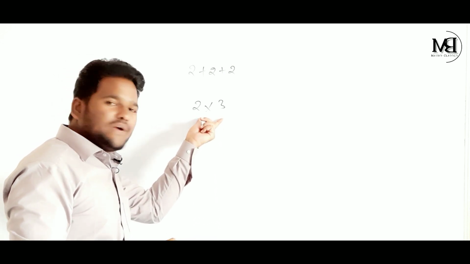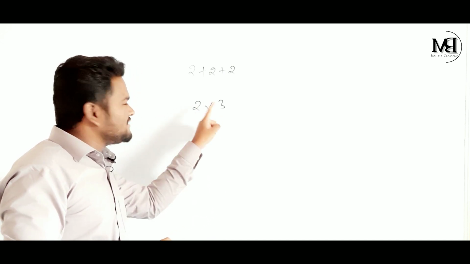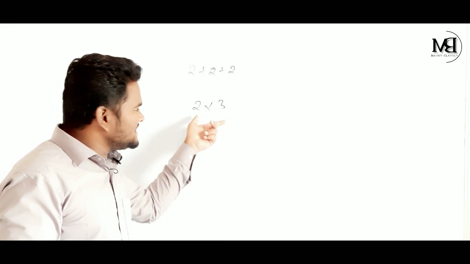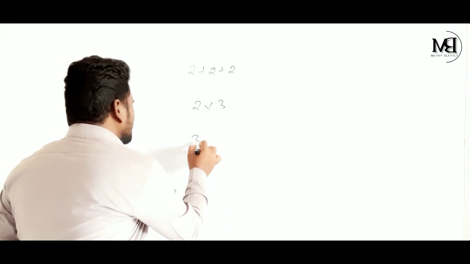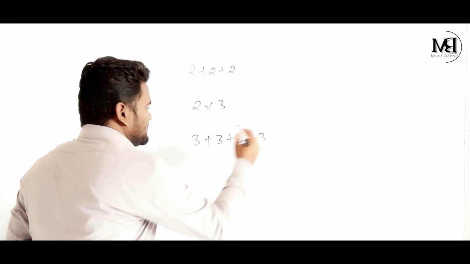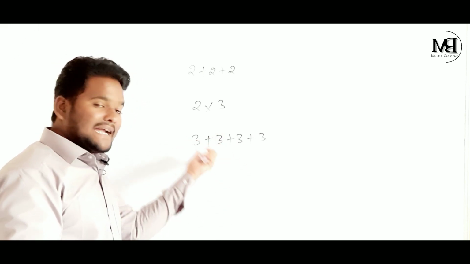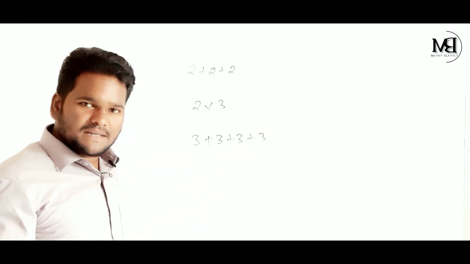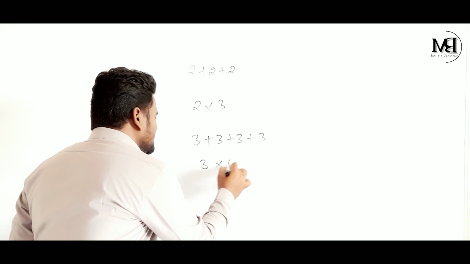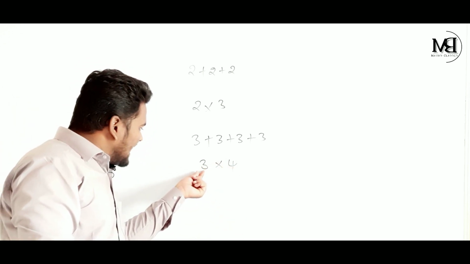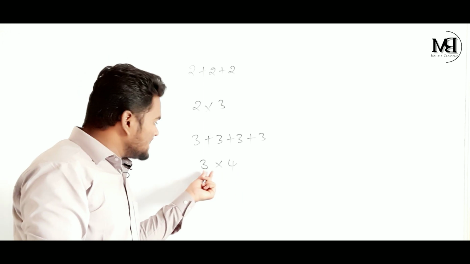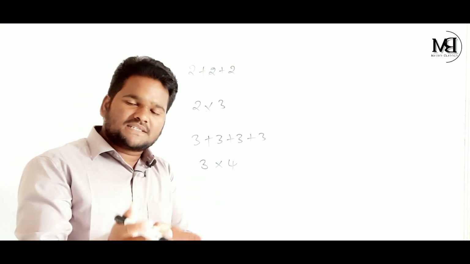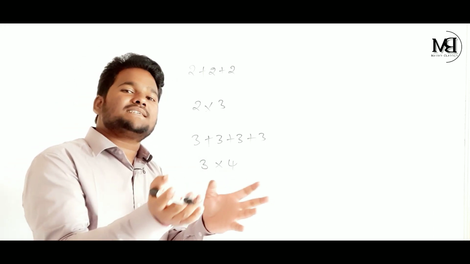And what is meant by this 2 into 3? 2 is multiplied by itself 3 times. Got my point? This is the representation. And if I take 3 plus 3 plus 3 plus 3, what is happening here? 3 is added to itself 4 times. So the representation is 3 into 4. This is the representation of a number which is added to itself.